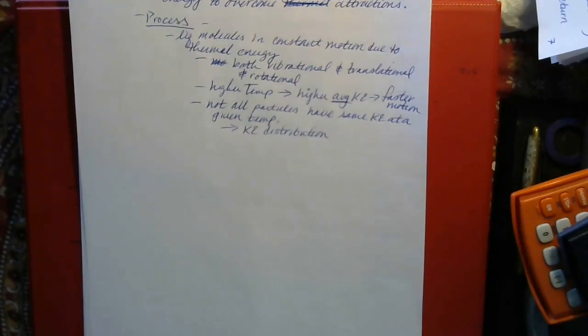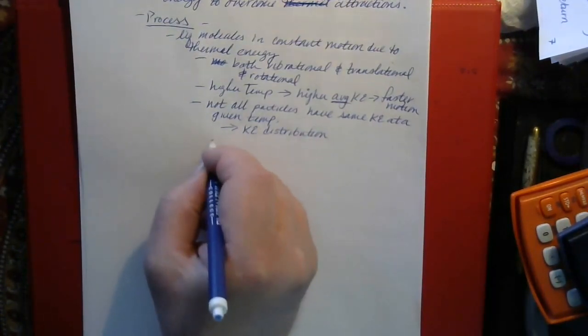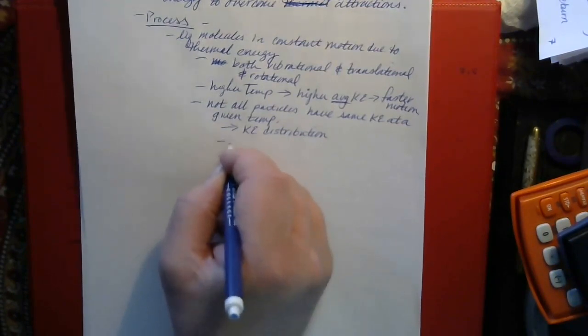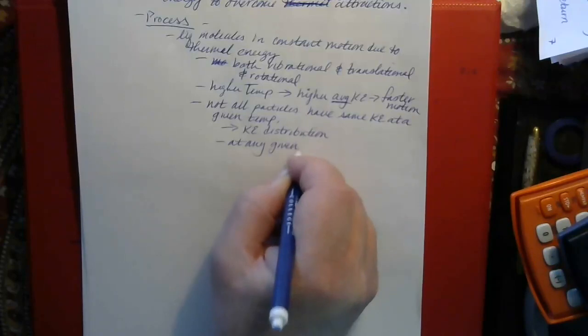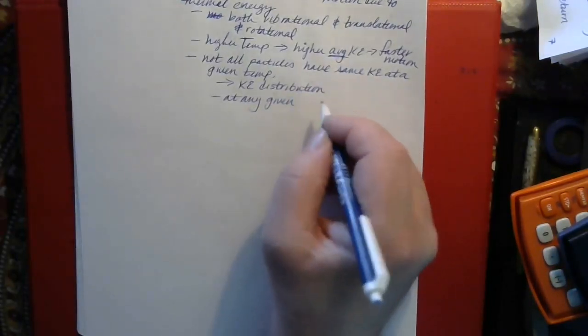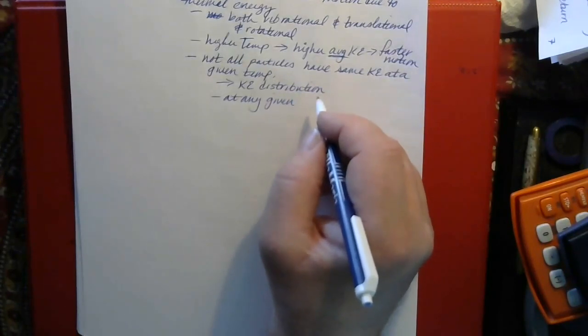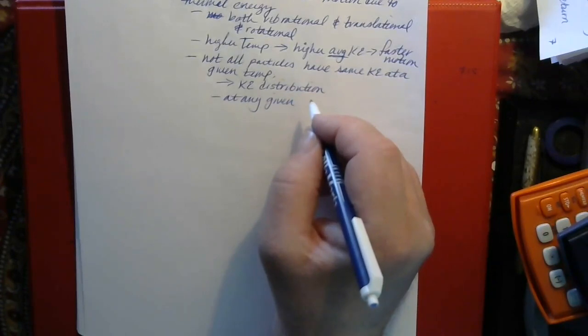And that's why we have a kinetic energy distribution. And so it's true that at any given moment, a certain percentage of the molecules present at the surface will have enough kinetic energy to overcome the intermolecular attractions to their neighbors and go off into the gas phase.